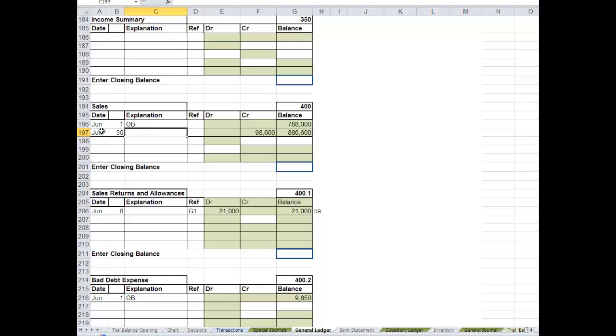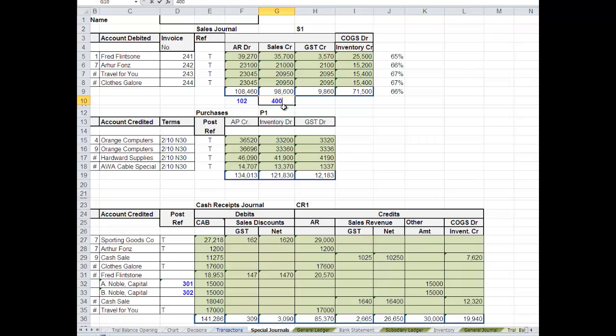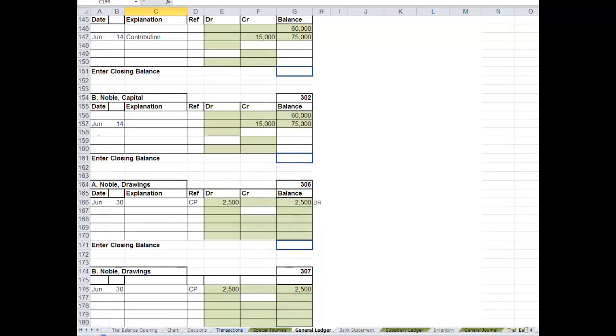June 30, and it is S1. Again, we could put in an explanation like credit sales June. However, the mere fact that we've got June 30 in S1 tells us that it's credit sales for June. That's account 400, it's been posted, 400. GST, so this is a credit to GST, or GST clearing account.